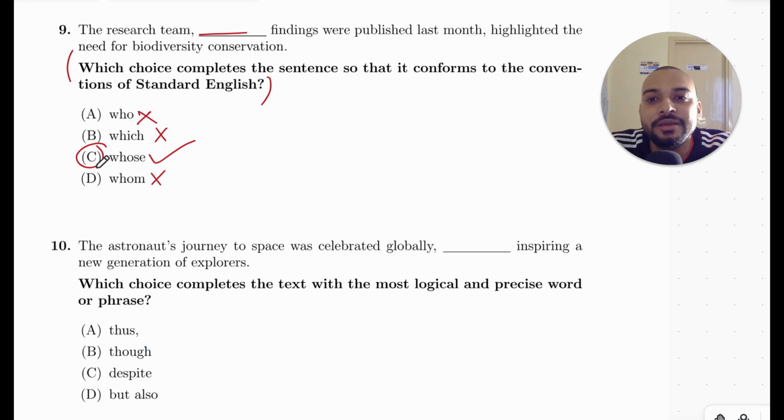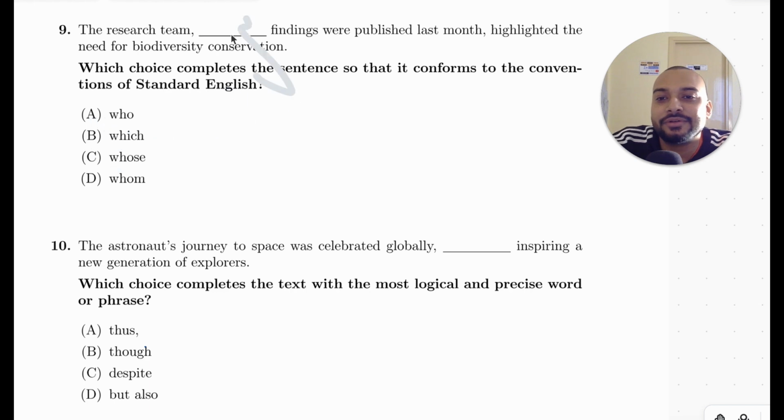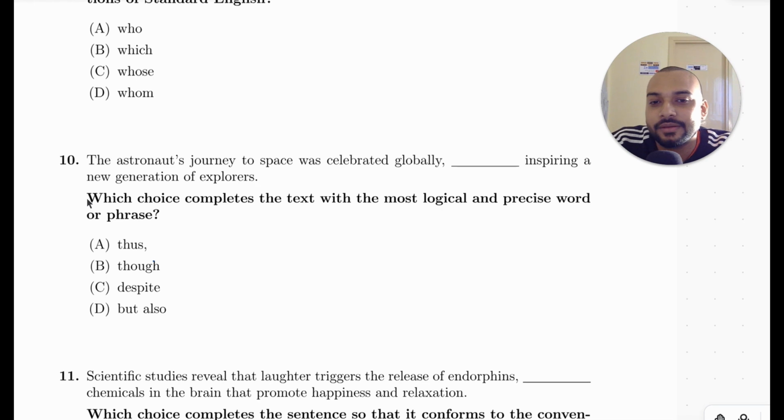And only one such option would be there, which makes both grammatical and logical sense. The SAT cannot be that mean to give two such options and have us all confused. Okay, let's look at the next one.